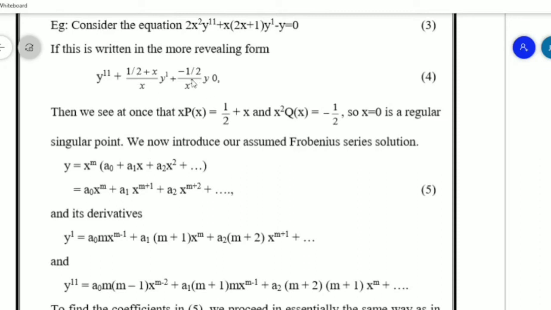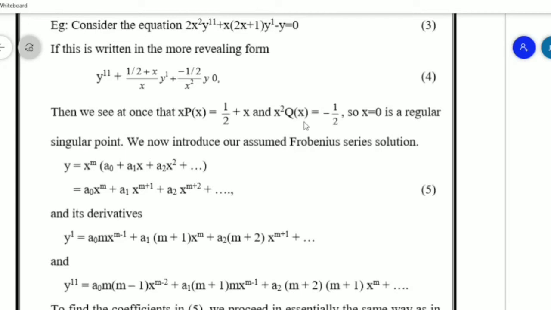So next we have to check x minus x naught into p of x, and x minus x naught whole squared into q of x. Here we are taking x naught as 0. So x into p of x, and x squared into q of x, that is equal to minus 1 by 2. So x into p of x and x squared into q of x both are analytic now. So we can say that x equal to 0 is a regular singular point.